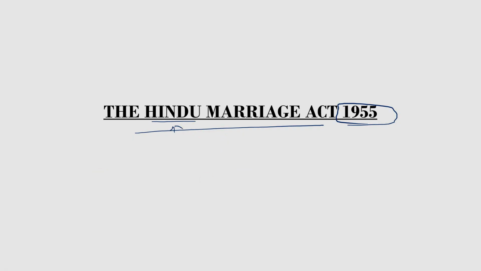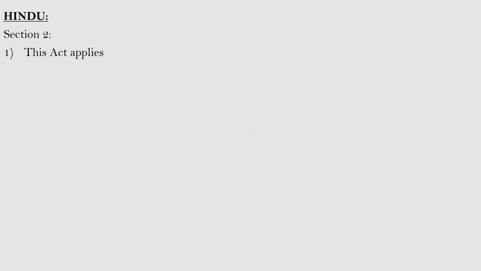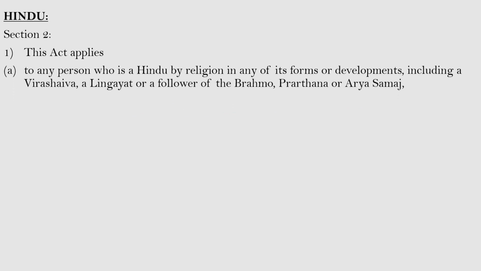Section 2 of the Hindu Marriage Act 1955 says that the act applies to any person who is a Hindu by religion in any of its forms or developments, including a Veerashaiva, a Lingayat, or a follower of the Brahmo Prarthana or Arya Samaj. So, to all these persons, the Hindu Marriage Act 1955 is applied, and these persons are called Hindus.